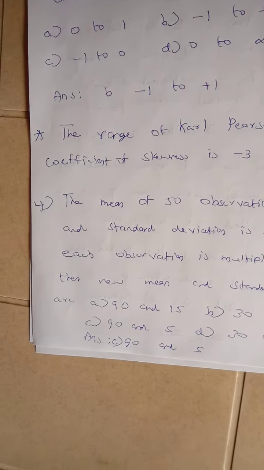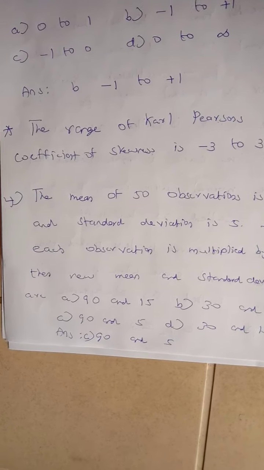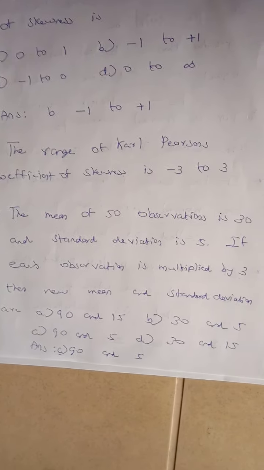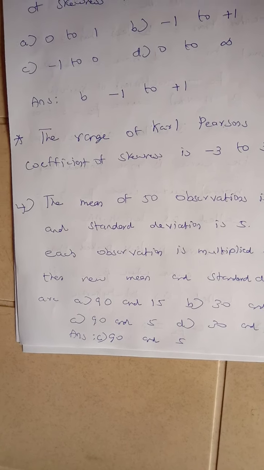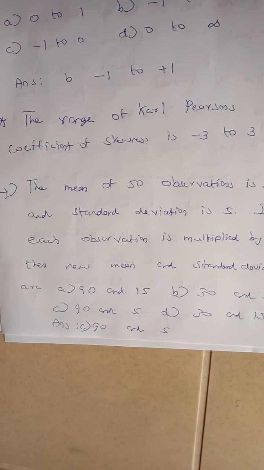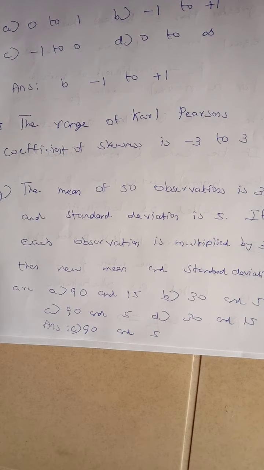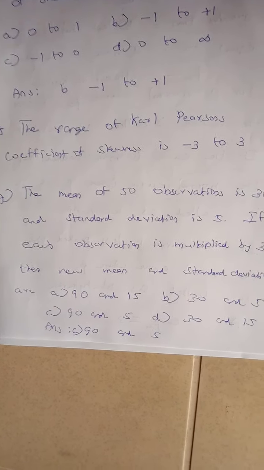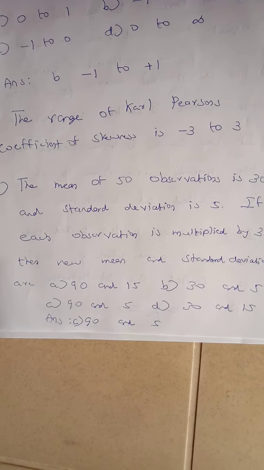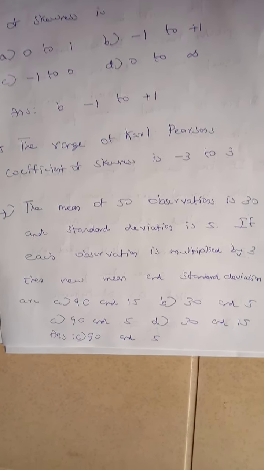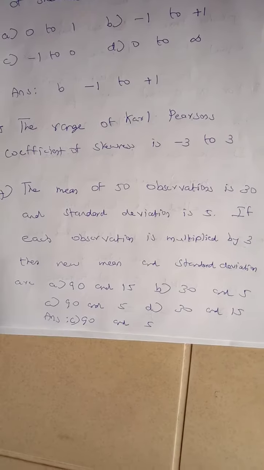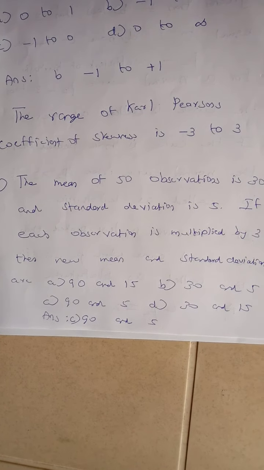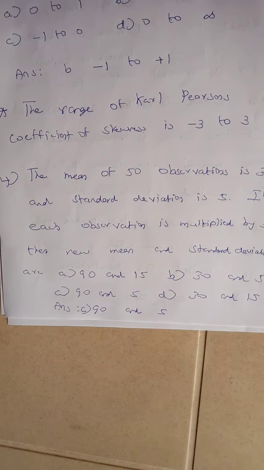Question number 4. The mean of 50 observations is 30 and standard deviation is 5. If each observation is multiplied by 3, then the new mean and standard deviation are. So we have 50 observations, the mean of the observations is 30 and the standard deviation is 5. All the observations are multiplied by 3. So what happens to the new mean? When we multiply all the observations by 3, the new mean will be 30 into 3, which is 90.